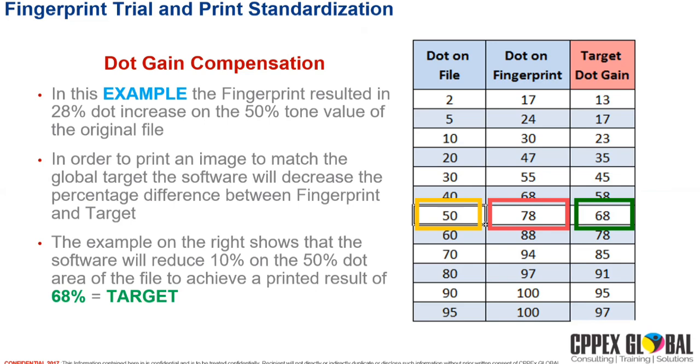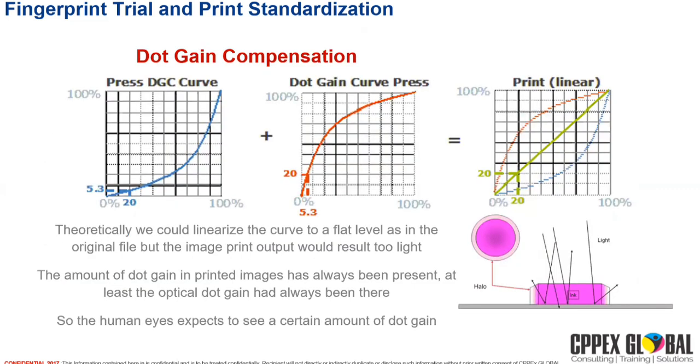So in order to print the image to match the global target, software will decrease the percentage difference between fingerprint and targets. The example on the right side is that the software will reduce 10% on the 50% dot area of the file to achieve a print result of 68. This is very important. So this is one impact of a fingerprint trial.